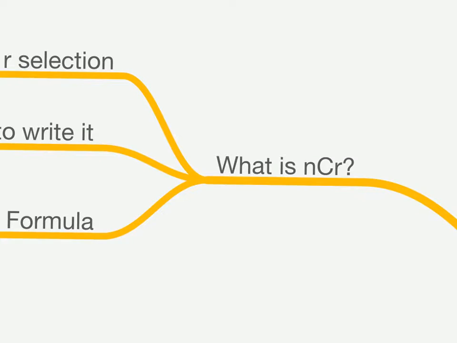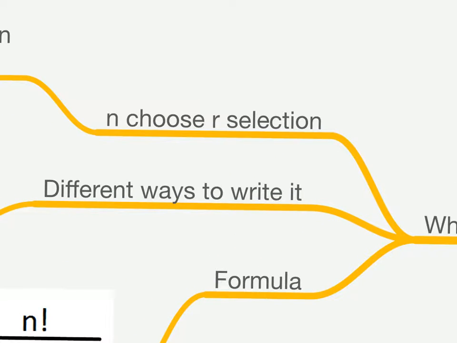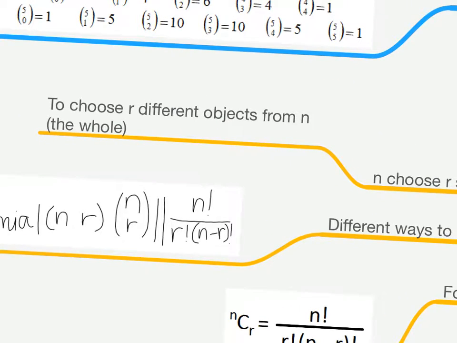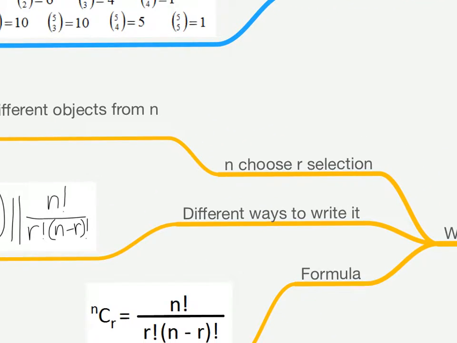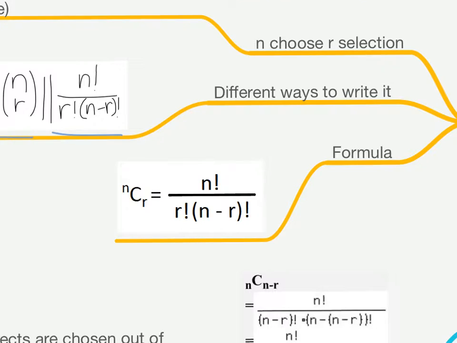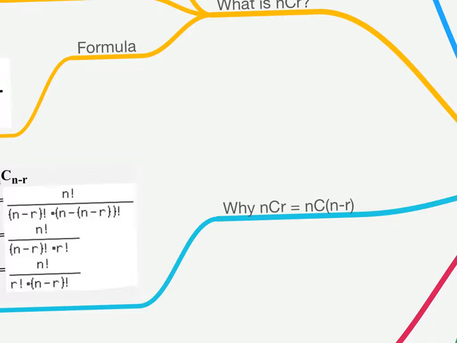What is nCr? These three letters represent n choose r. n choose r means to choose r different objects from n, which is the whole. There are multiple ways to write n choose r, as can be seen here. There are 1, 2, 3, and 4 different ways to write it. The formula of n choose r is: n choose r is equal to n factorial over r factorial times (n minus r) factorial.